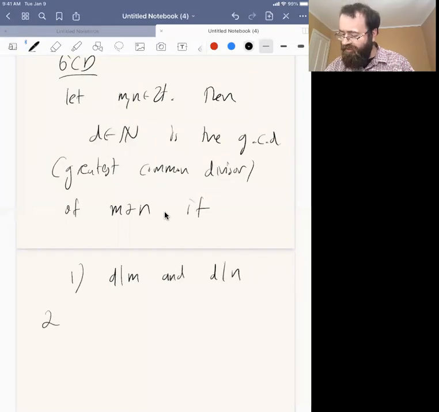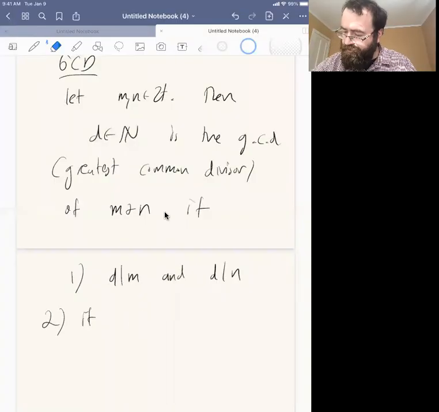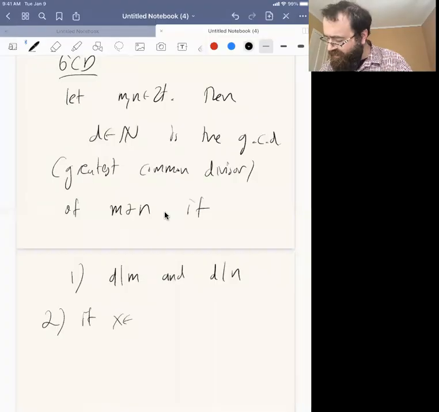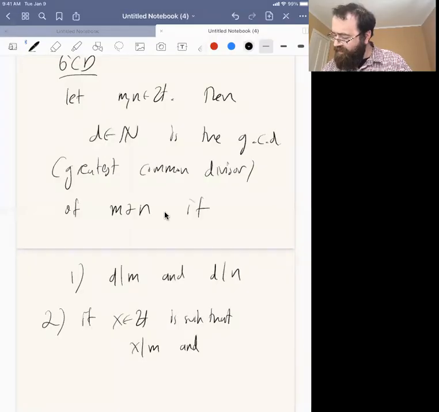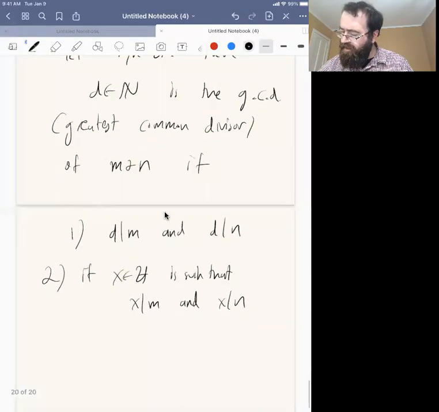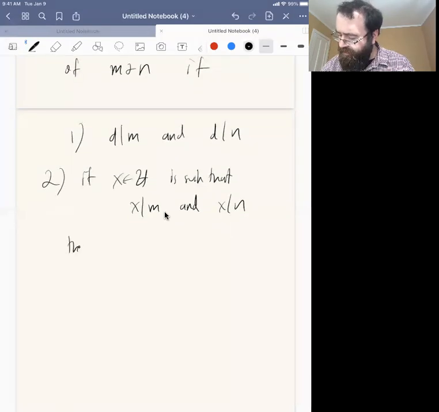So that's the first thing to do. And 2, greatest, right? It's supposed to be the biggest possible common divisor, but there's more. So if x, I can even do this for x in Z, is such that x divides m and x divides n, then x divides d.